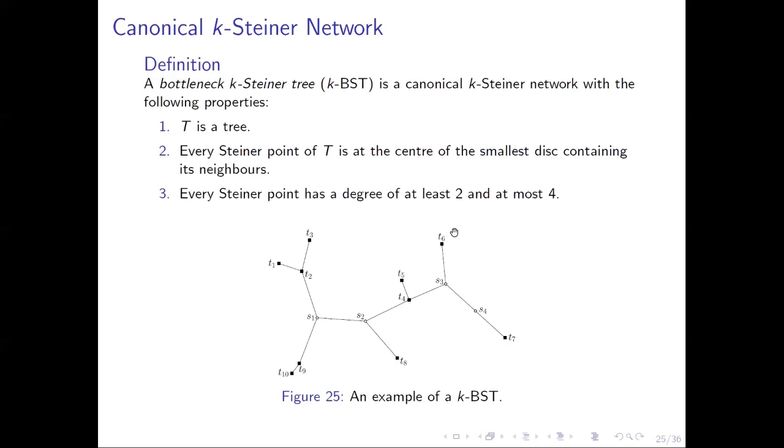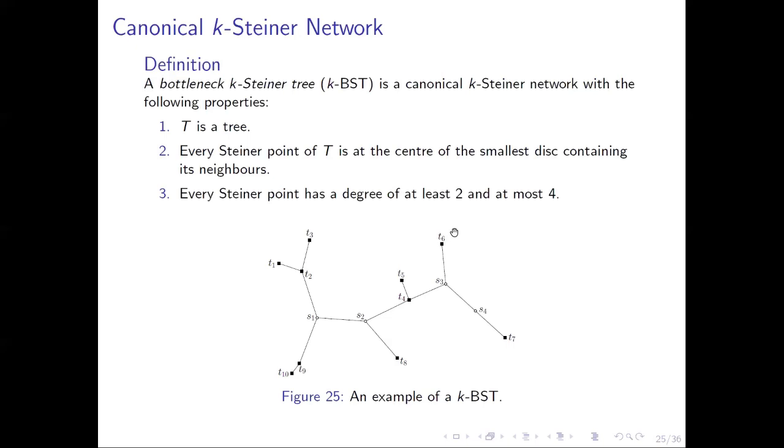We'll just go through point 3 first because it's easier. Every Steiner point has a degree of at least 2 and at most 4. And we have 4 Steiner points, S1, S2, S3, and S4. And they have degrees of 3, 3, 3, and 2. So that's satisfied. And now to check property 2.